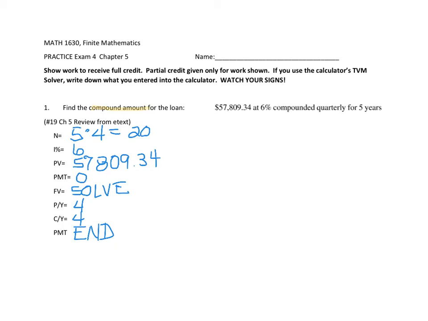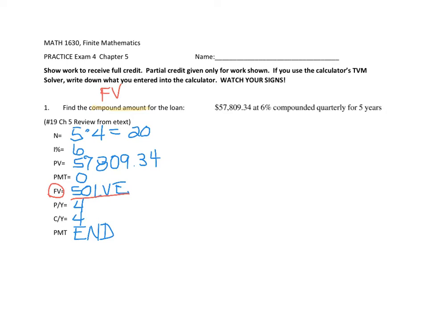This is the review for exam 4, which is chapter 5, the mathematics of finance. And the first problem we have is to find the compound amount for the loan of $57,809.34 at 6% compounded quarterly for 5 years. The compound amount is the same as the future value. So it is the future value that we will solve for.